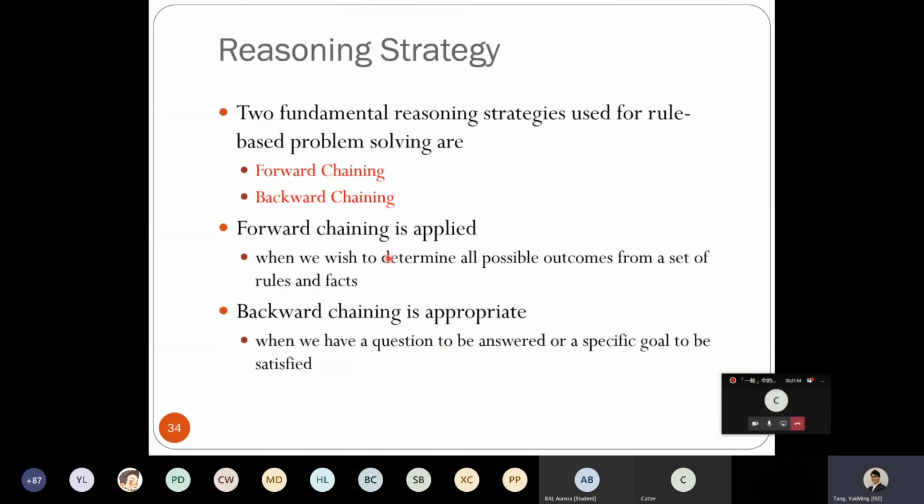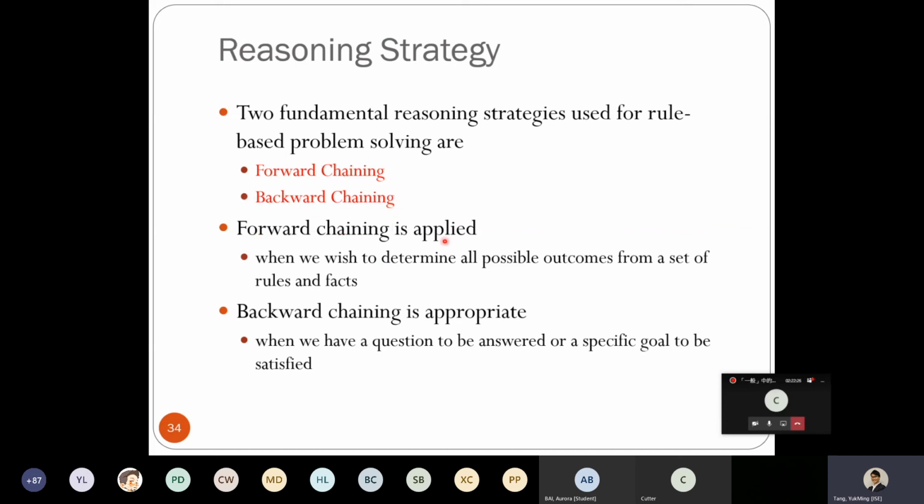So this is the control strategy for the space-based approach. And then another is the reasoning strategy. As mentioned before, in order to find out the answer, you can start from the initial state to the goal state. This is called forward chaining. Or in the other direction, you start from the goal state back to the initial state to see whether the answer is true or not. Then this is called backward chaining.